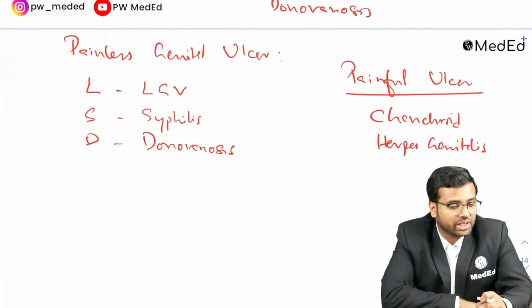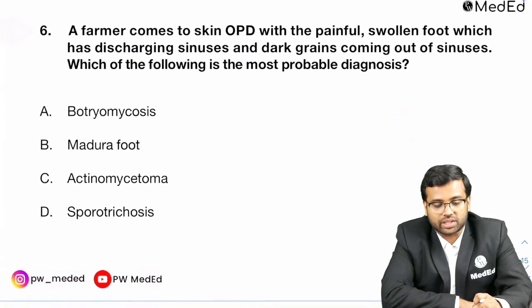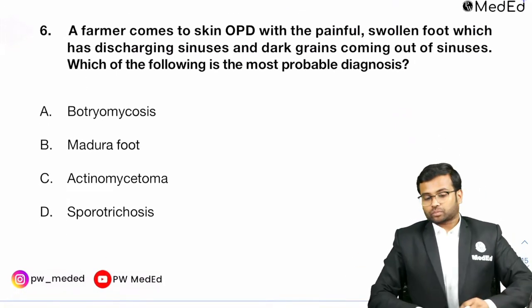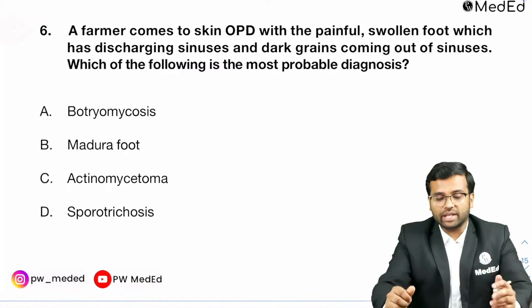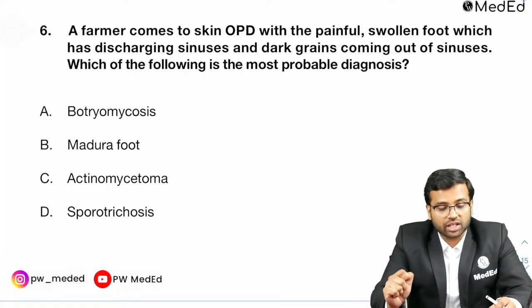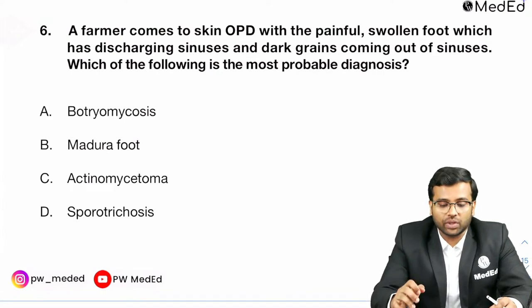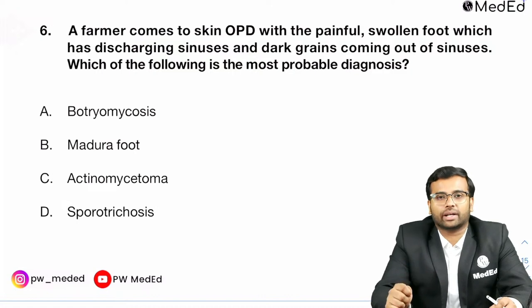With your permission, I'll move to the next question now. A farmer comes to the skin OPD with a painful swollen foot which has a discharging sinus and dark grains coming out of the sinuses. Which of the following is the most probable diagnosis?